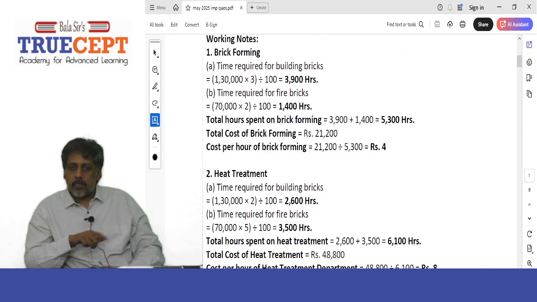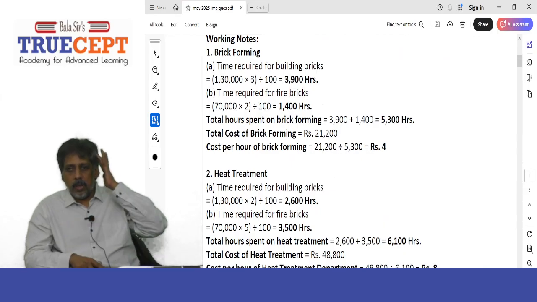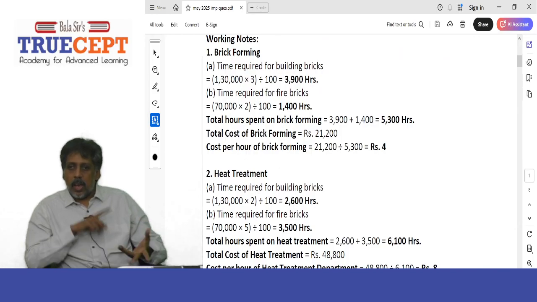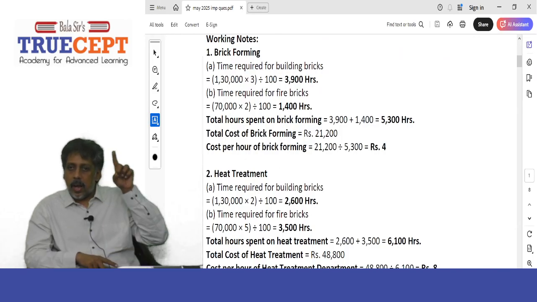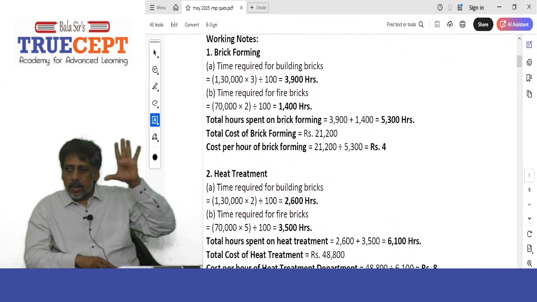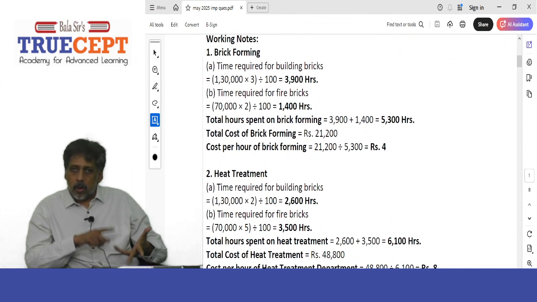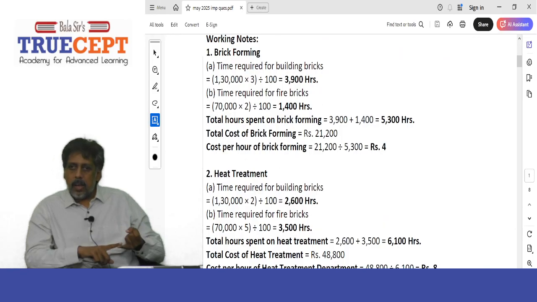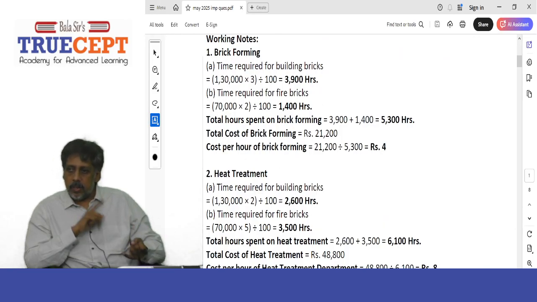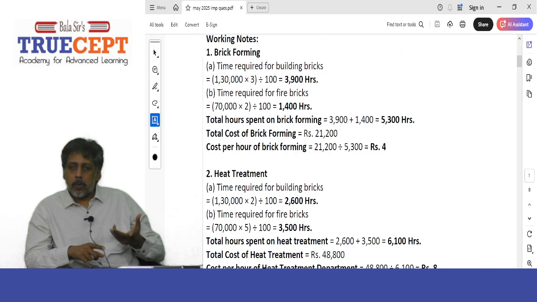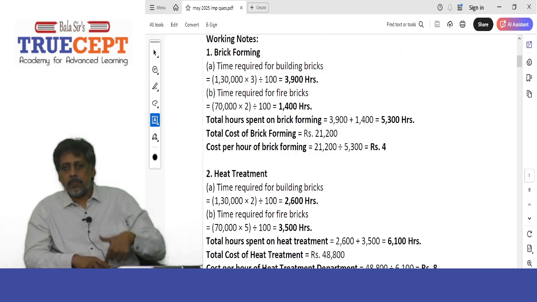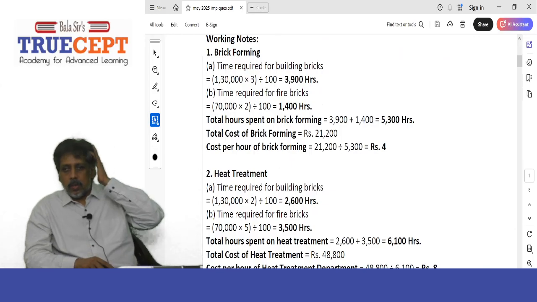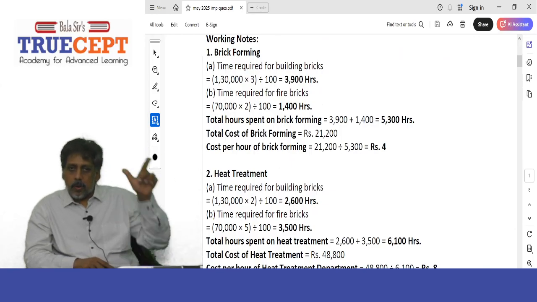In all, 5,300 hours would have been spent in manufacturing the two products in division 1, or process 1, which is brick forming. And what is the cost incurred? 21,200. Now I can find the cost incurred per hour. So divide rupees 21,200 manufacturing cost by 5,300 hours, which works out to rupees 4 per hour. That is the manufacturing cost per hour.